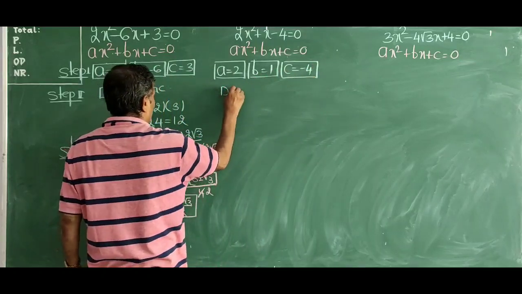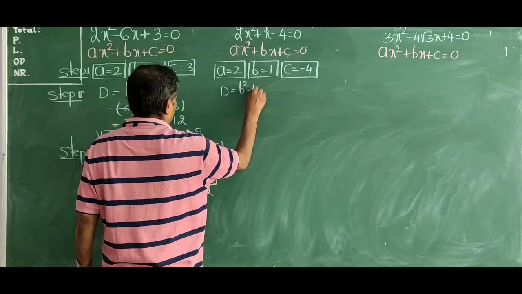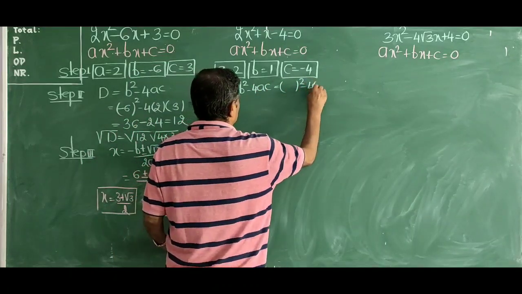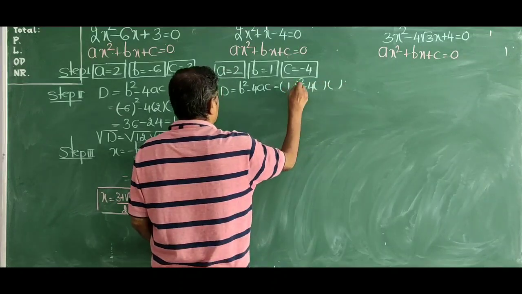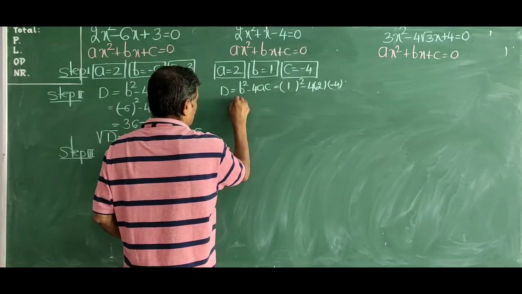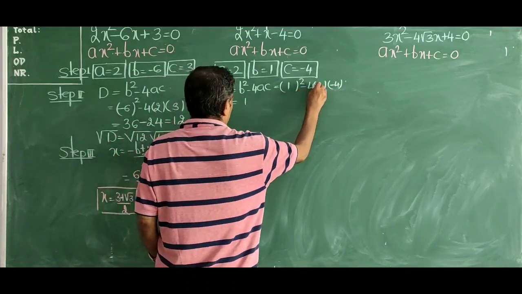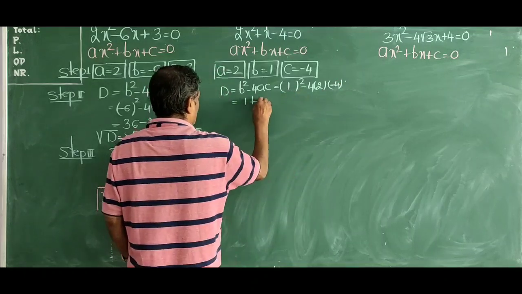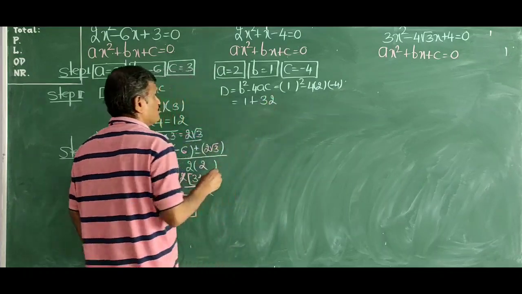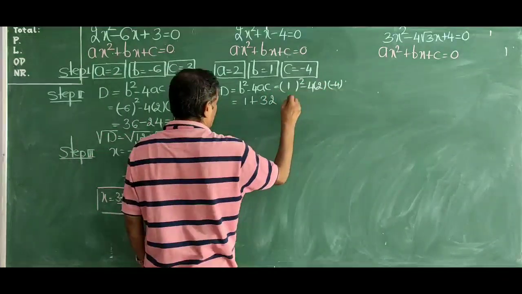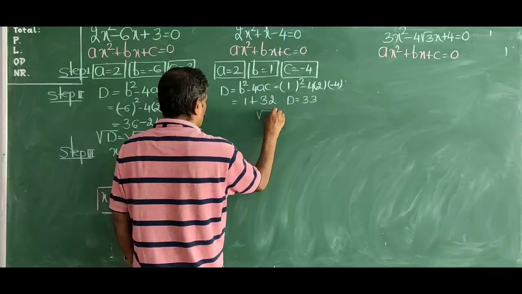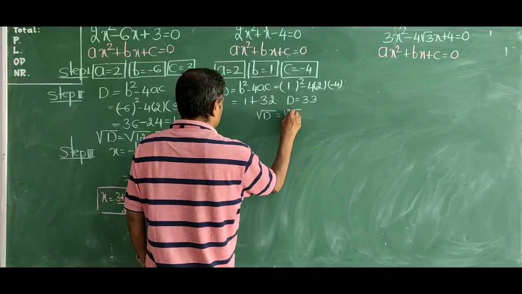Step 2: find discriminant D is equal to b squared minus 4ac. Put the values here: b squared minus 4 into a into c. b is how much? 1. A is how much? 2. This is how much? Minus 4. So this becomes how much? 1 square is 1. Minus of plus is minus. Minus of minus is plus. 4 2s are 8. 8 4s are 32. So discriminant is equal to 33. So root d is equal to root 33.